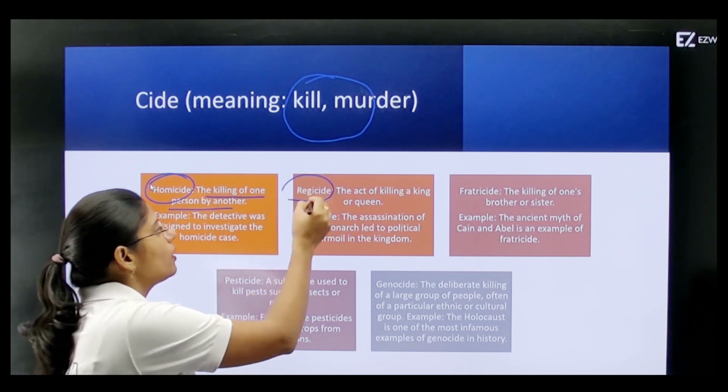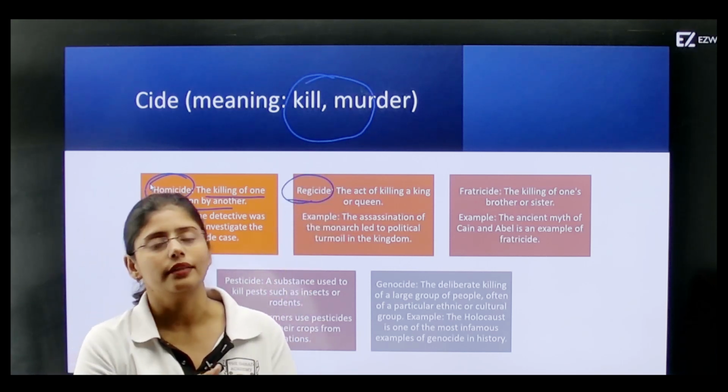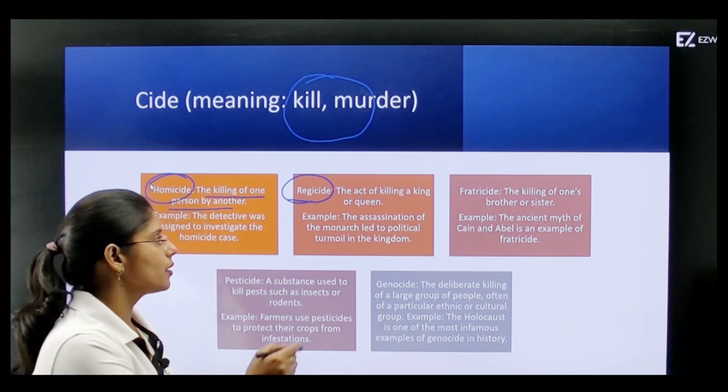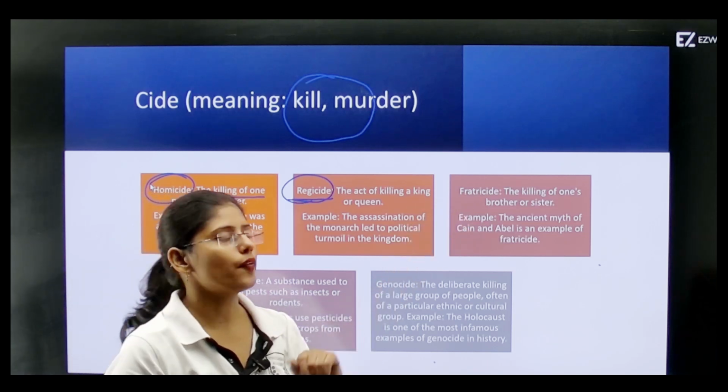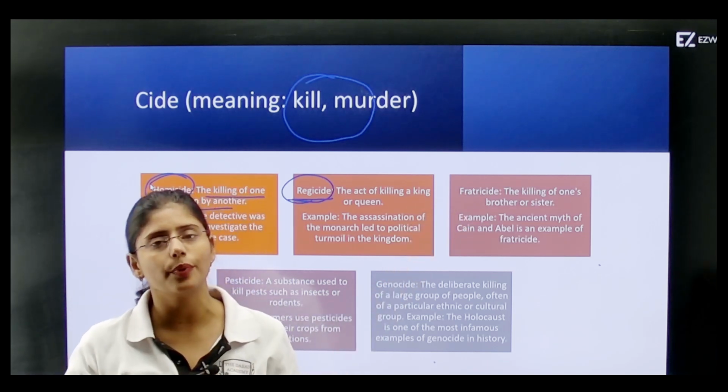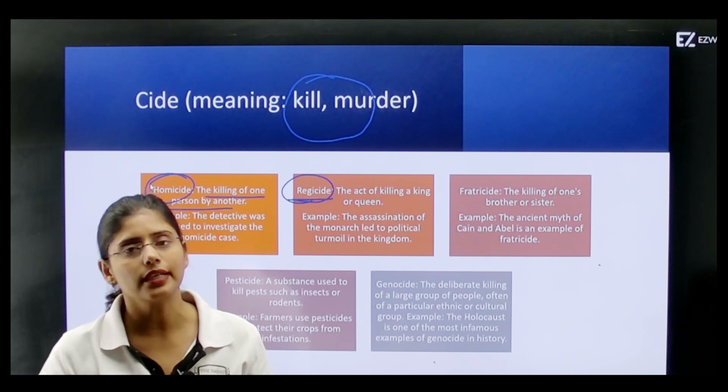Regicide means the one who kills a king or a queen. That is the meaning of regicide. Let's move ahead to the next word, that is fratricide. Fratricide means killing of one's own brother or sister.